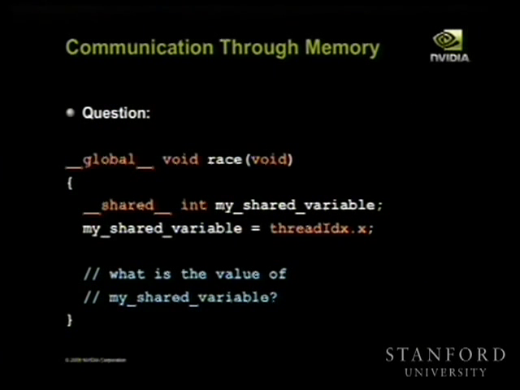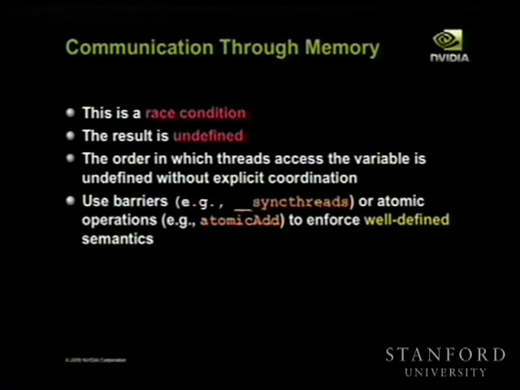And so let's just take a look at communication through shared memory. This is going to reiterate the point that David was trying to make last time about race conditions. Say I've got this global function called race, and I've declared this shared variable that everyone in the block has access to, and I just write my thread index to it. After I do that, what is the value of my shared variable? Of course, we have no idea, because this is a race condition, and the result is actually undefined.